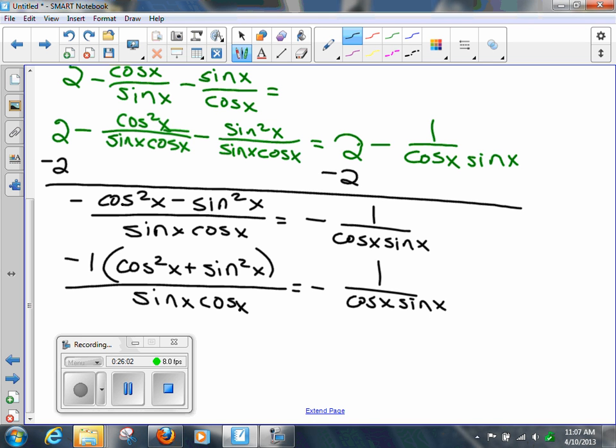Now, look at the cosine squared plus sine squared. What is it, y'all? It's 1.